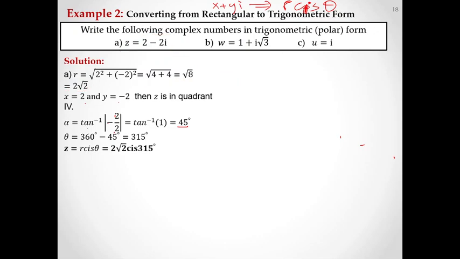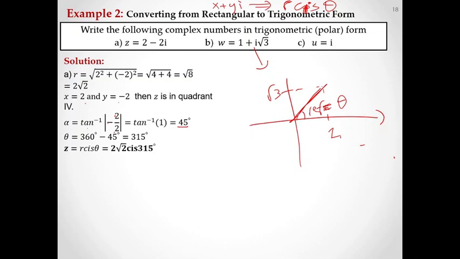Now again, the same thing happens here. It's 1, square root 3 here. So what's the reference angle? The point is in the first quadrant. In the first quadrant, the reference angle will be equal to the angle itself, theta.